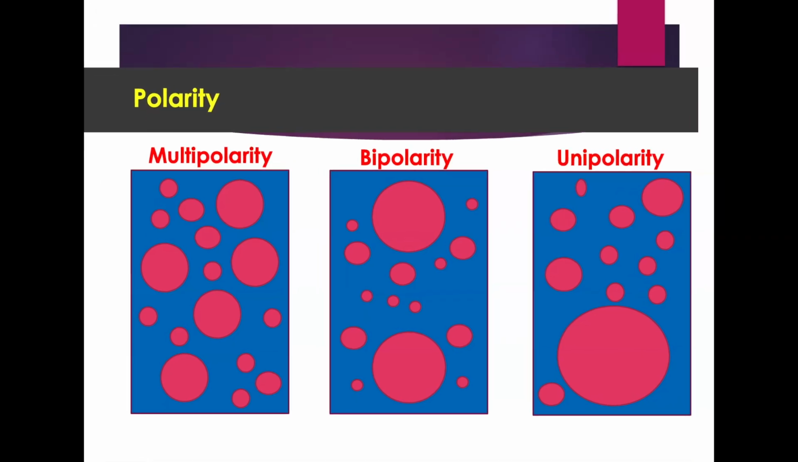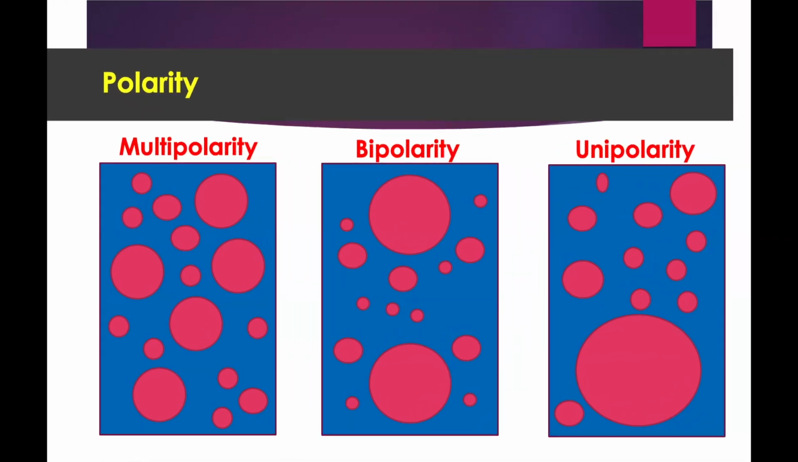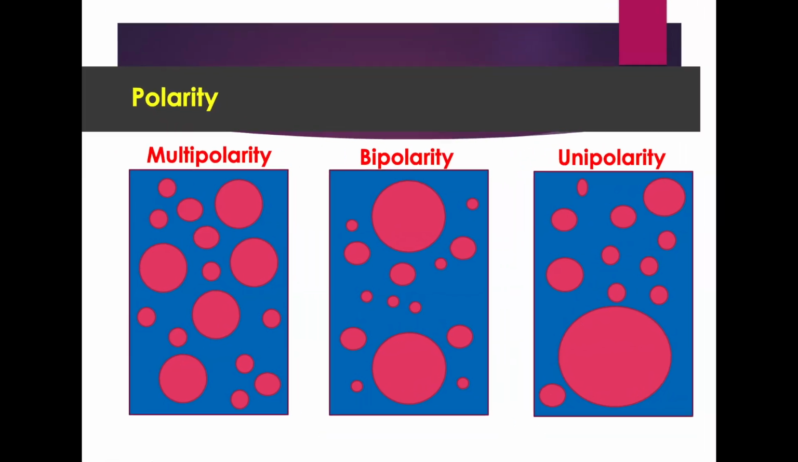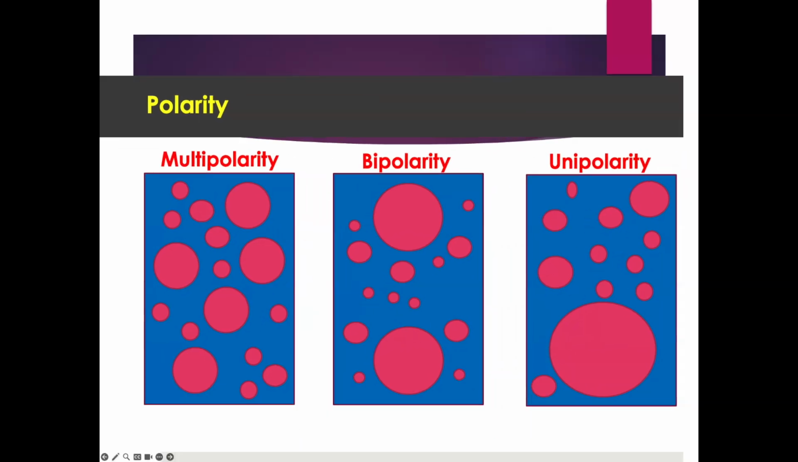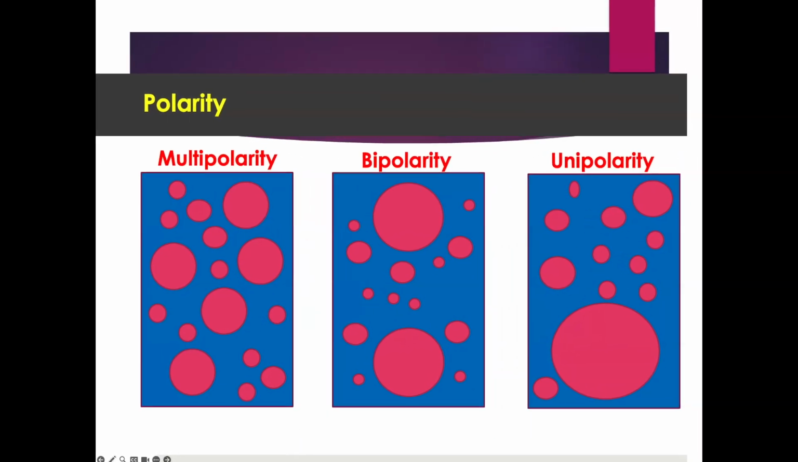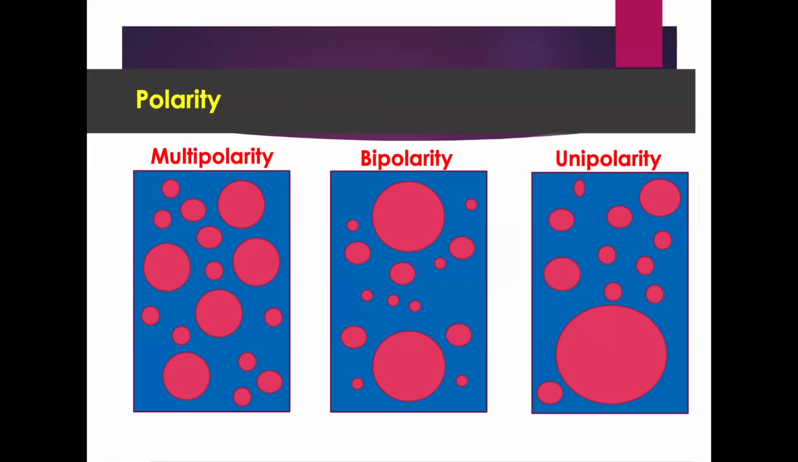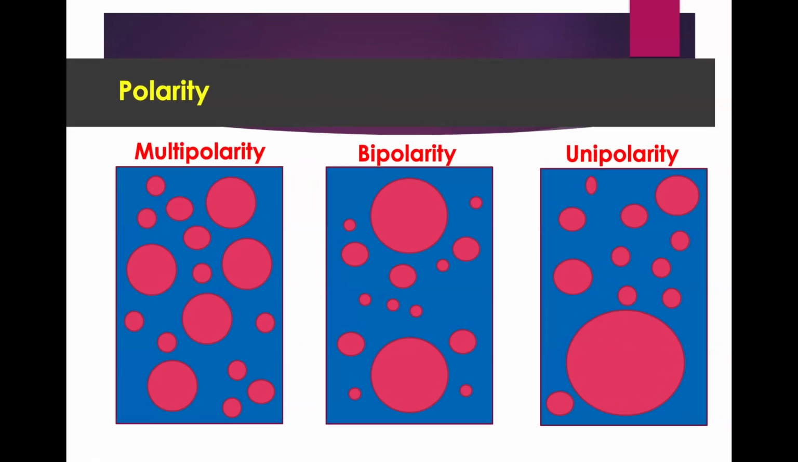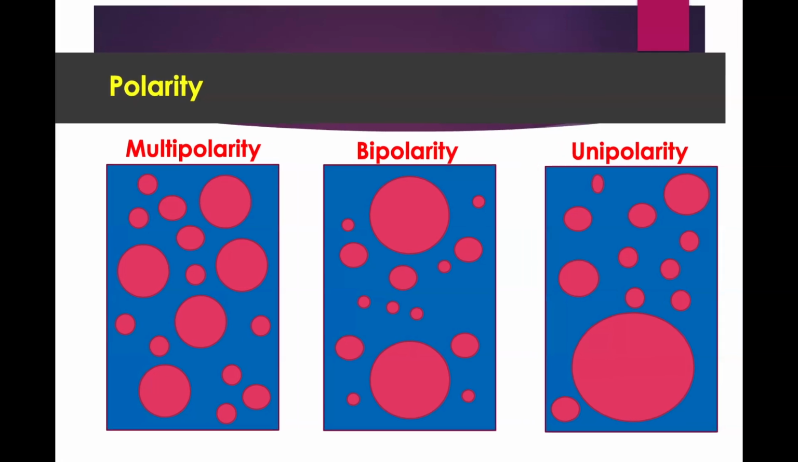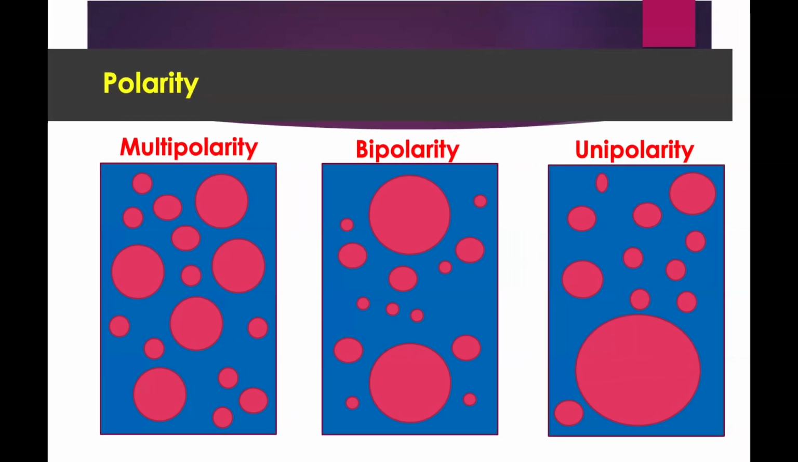This naturally leads to the concept of polarity. The realist concept of polarity refers to the number of major powers in the system. Multipolarity basically means many powers. Bipolarity, two powers. And unipolarity, one dominant power. And each configuration influences stability and conflict differently.